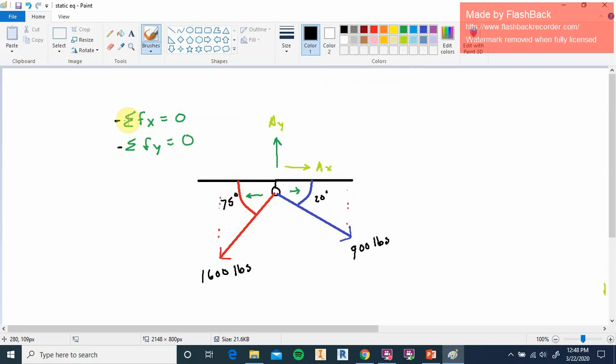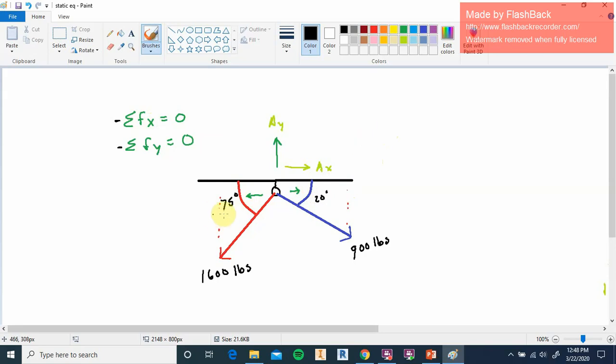Before we were just doing the sum of the forces in X. Now we're just doing the sum of the forces in X, and we're setting them equal to 0. So let's see what that looks like. So we know for X, since my angles are relative to the X-axis, cosine is what we're going to use to solve for the X component.